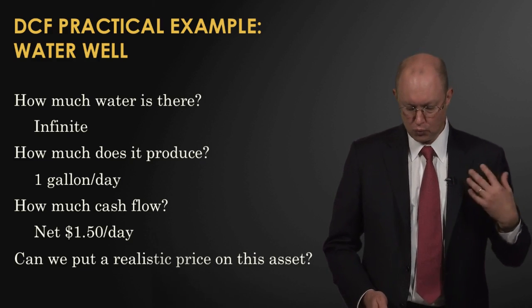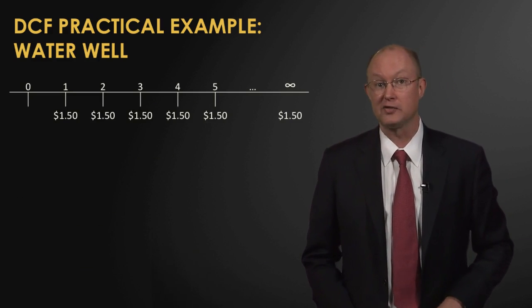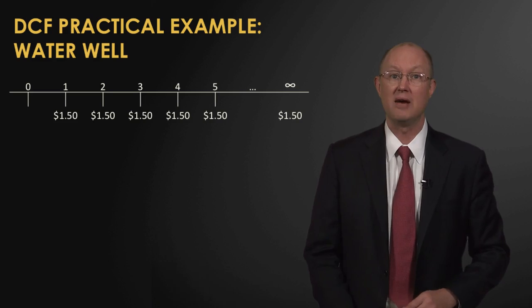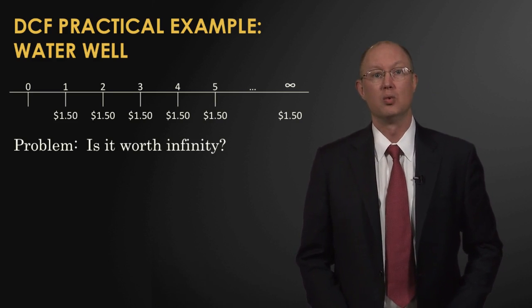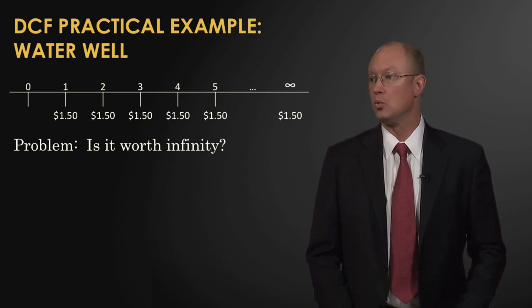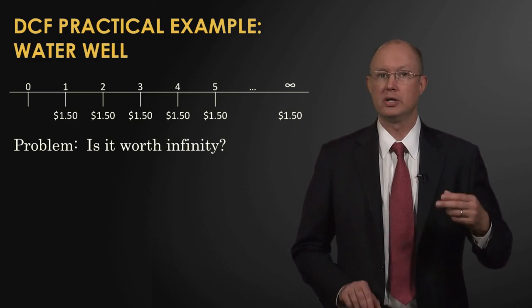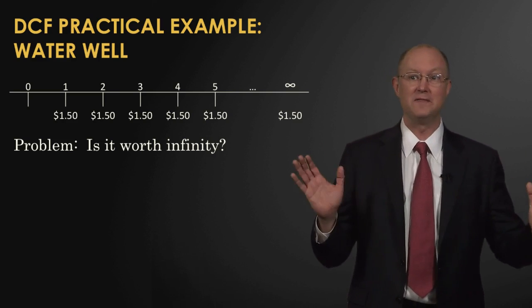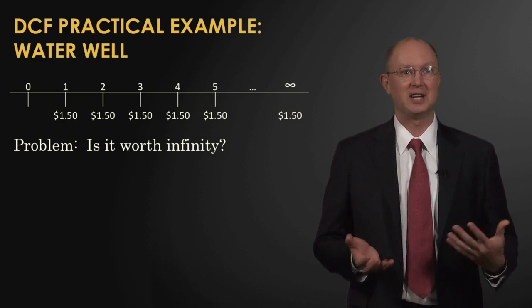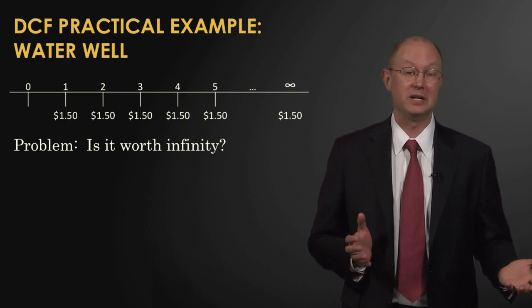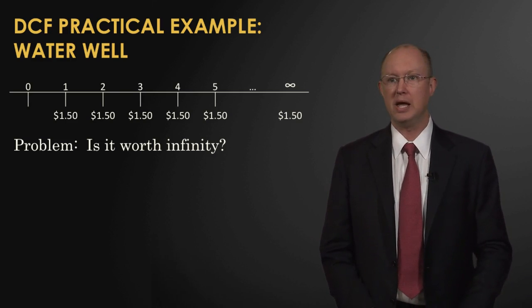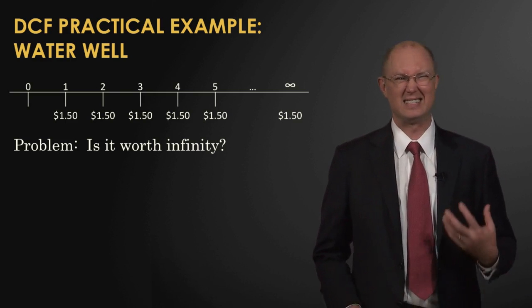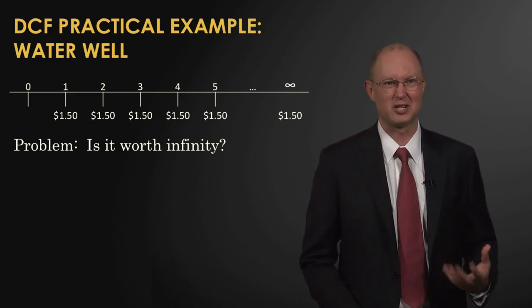Okay, what's a realistic price? Let's map out the cash flows with a timeline. So what have I got? I've got a series of cash, $1.50 coming in every single day out to infinity. What am I going to do with that? Well, if I added up $1.50 plus $1.50 plus $1.50 plus $1.50. If I did that an infinite number of times, what's $1.50 times infinity? Well, it's infinity. So is a well paying $1.50 a day worth an infinite amount of money? That doesn't seem right. That doesn't feel right. Of course, that's probably not true.